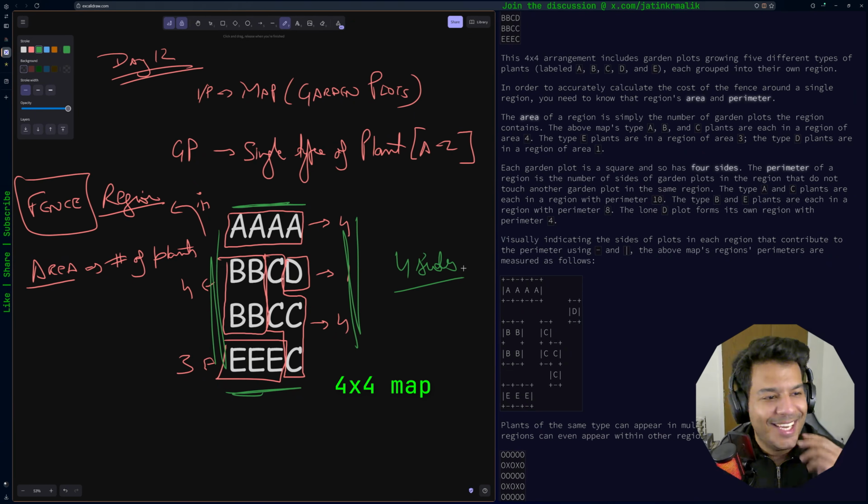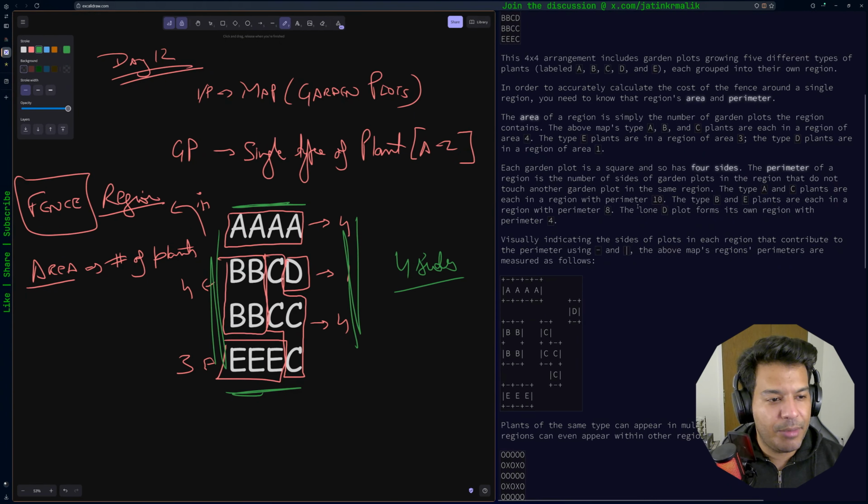Nothing new here. The perimeter of a region is the number of sides of garden plots in the region that do not touch any other garden plot in the same region. So if you want to calculate the perimeter of a region, it will be the number of sides of garden plots in the region that do not touch another garden plot in the same region. I see.